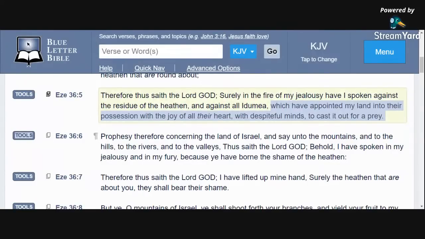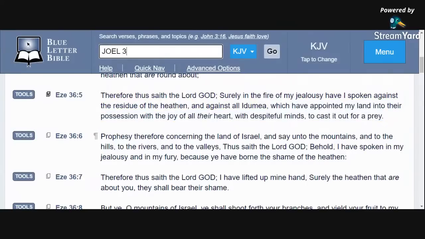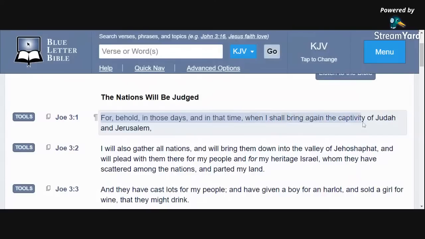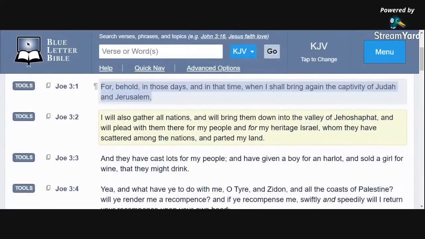Can we see in the end times where the Lord is going to undo this deed? Yeah, we can. Joel chapter 3. Let's go to it now. He's going to say they did. He's going to say that again. Right here. The nations will be judged. For behold, in those days and at that time, when I shall bring again the captivity of Judah and Jerusalem, the Most High saying we're going to get out of captivity in the end days. I will also gather all nations and will bring them down into the valley of Jehoshaphat and will plead with them there for my people and for my heritage Israel.